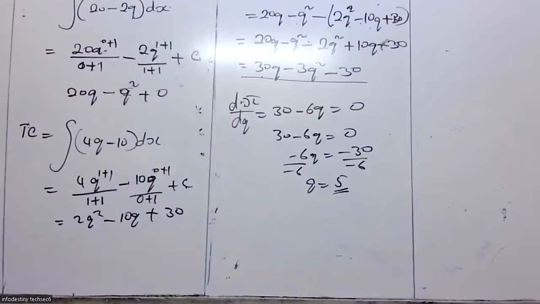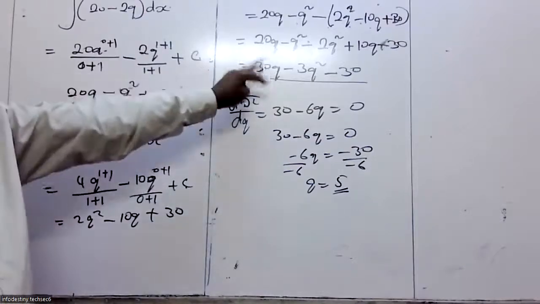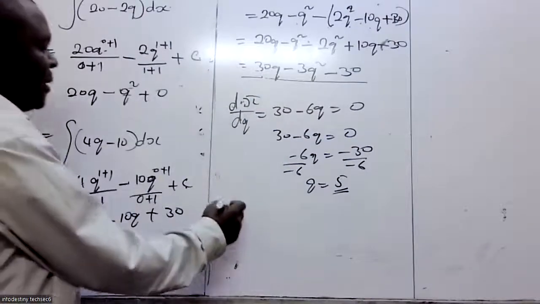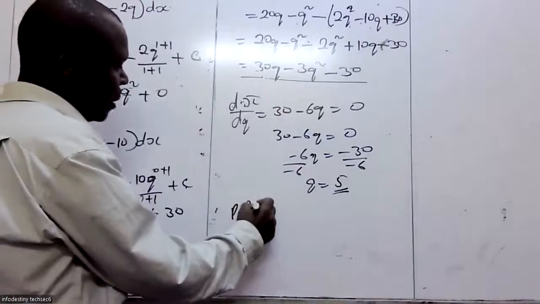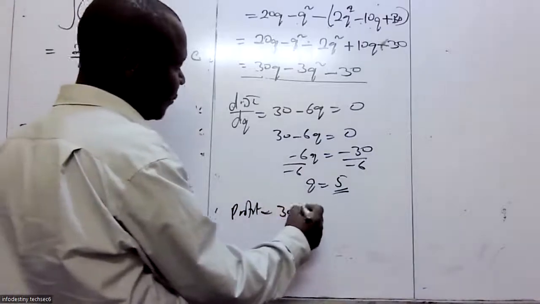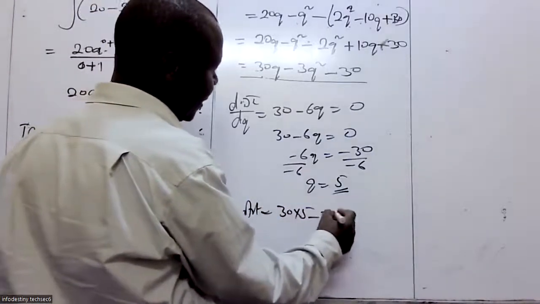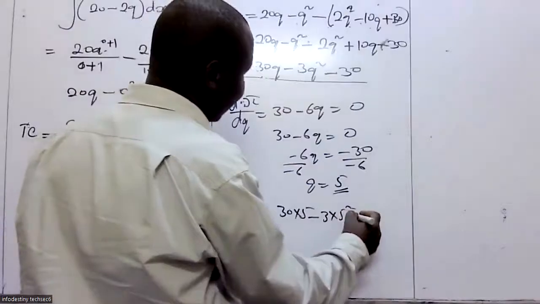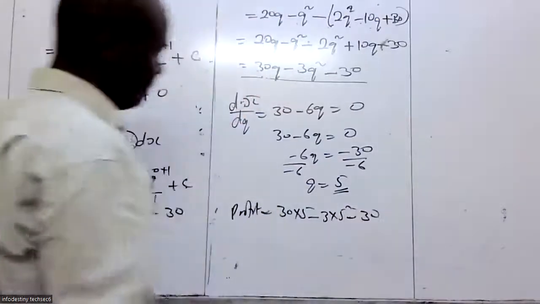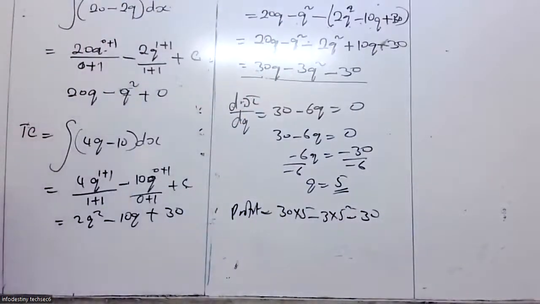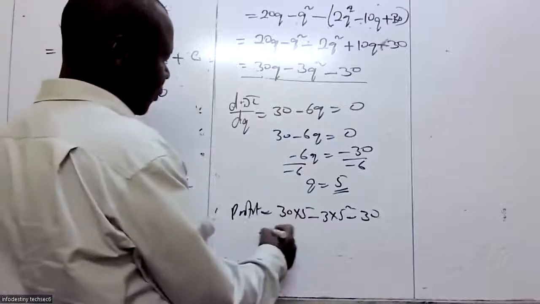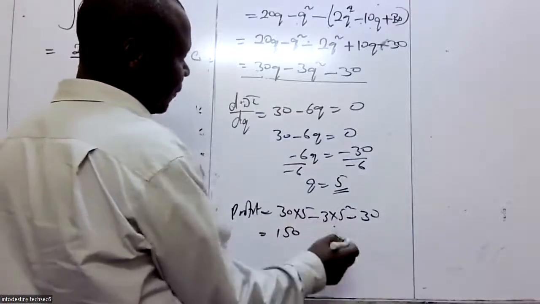After doing that, now we can find the maximum profit by substituting here. Profit will be equal to 30 times 5 minus 3 times 5 squared minus 30. So this is 150. This is 25 times 3.